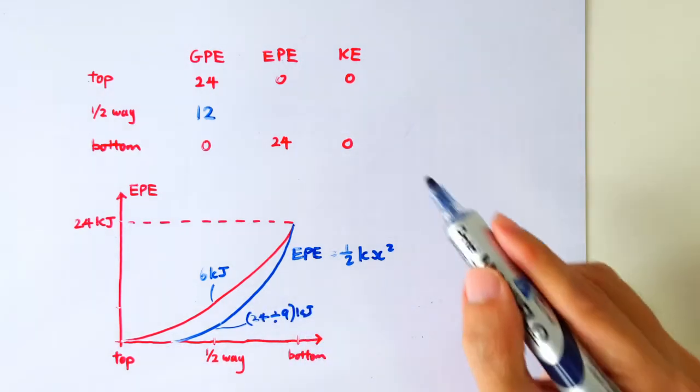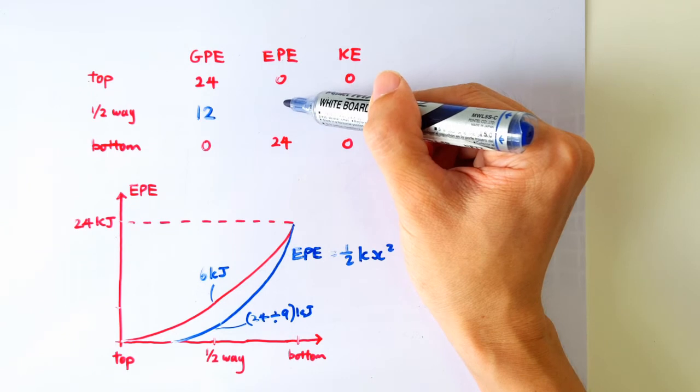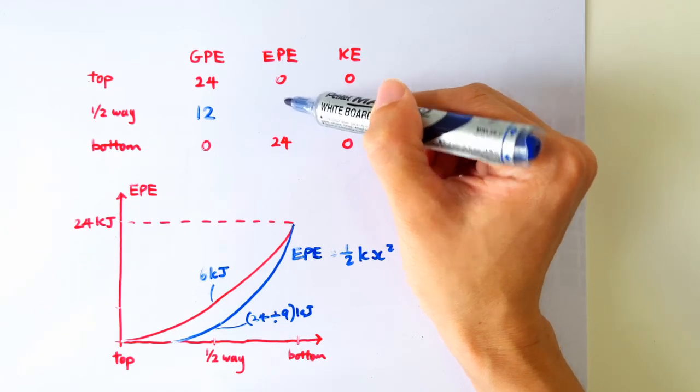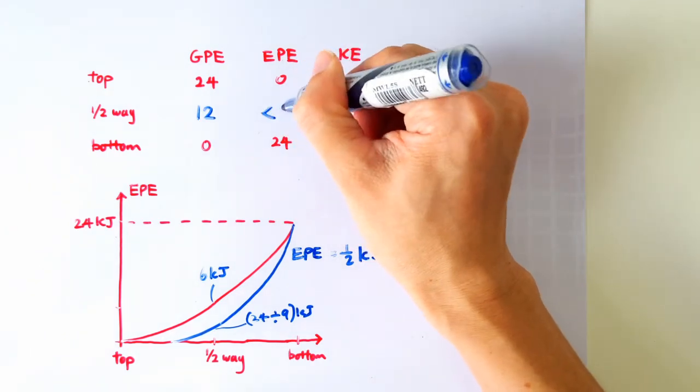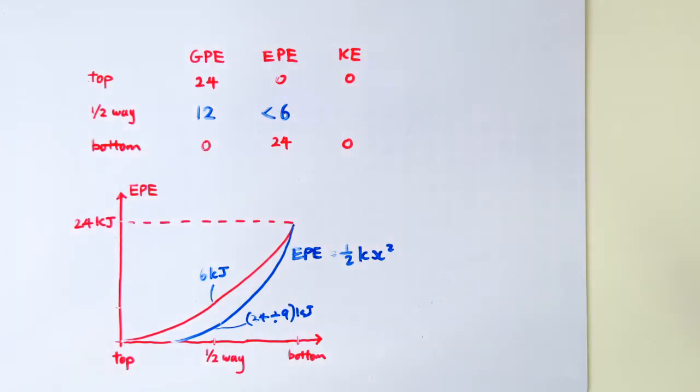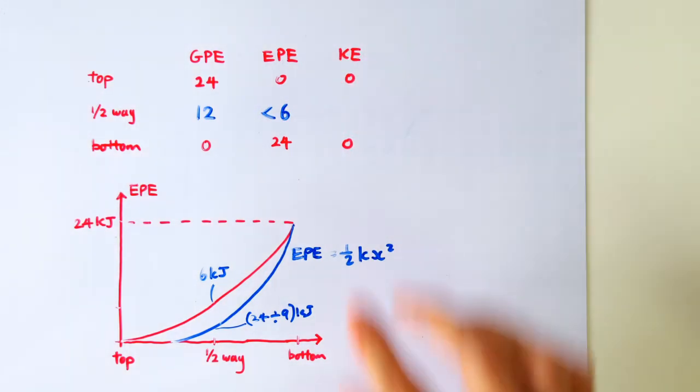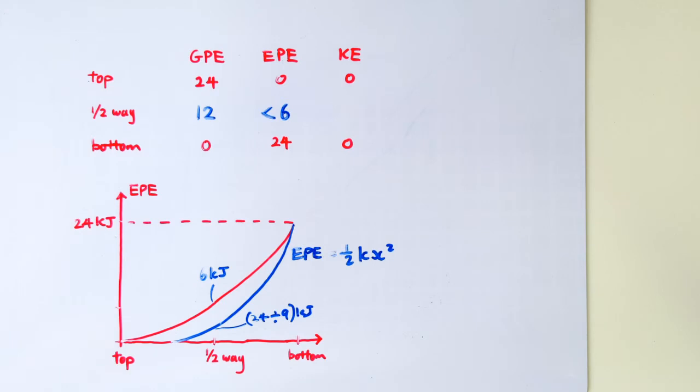So the conclusion is, we don't actually know exactly what is the elastic potential energy at the halfway mark, but it has to be lower than 6 kilojoules. And with this criteria, you are able to come to the correct option.